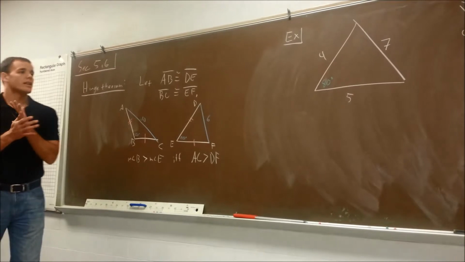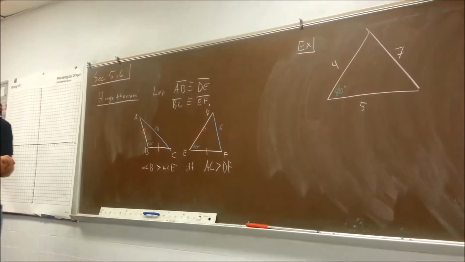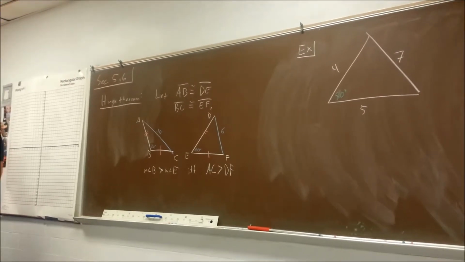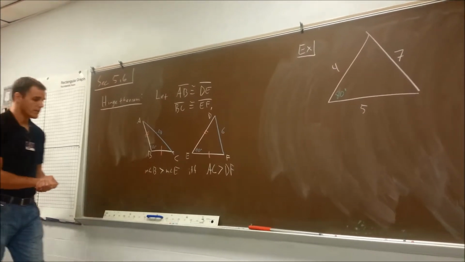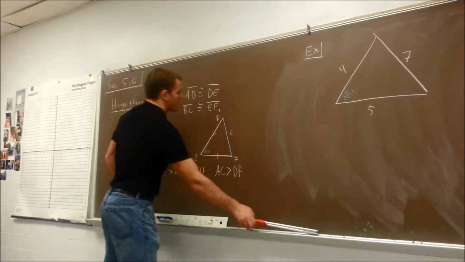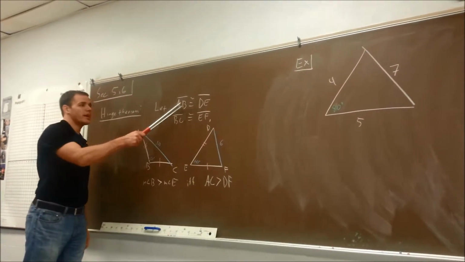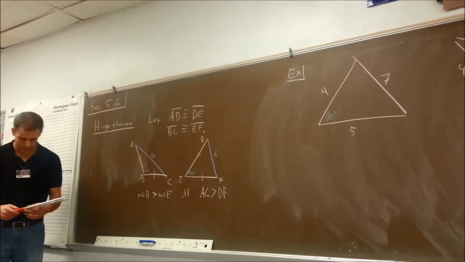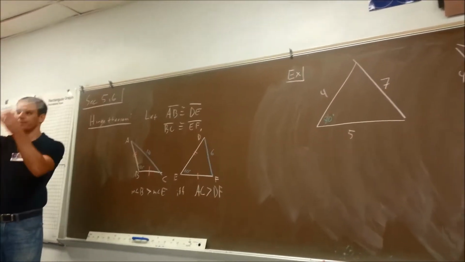So, the Hinge Theorem. Now, this looks big and scary. It's not. It's very, very simple, actually. Okay? First, we got to have two pairs of sides congruent. All right? Two pairs of sides congruent. Let me give you an example.